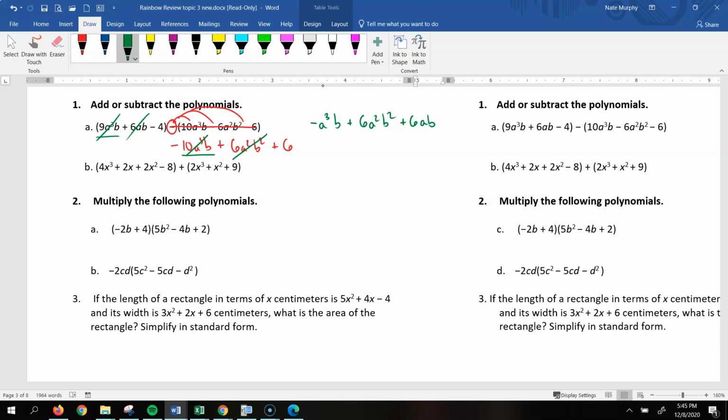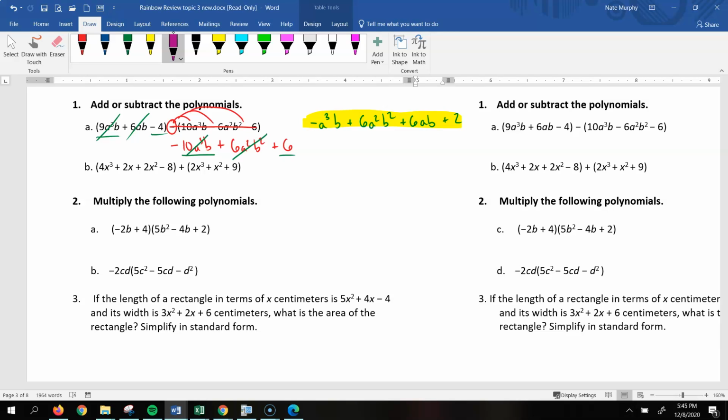Now we're left with the 6 and the minus 4. 6 minus 4 is 2, so we'd have plus 2. So that would be your answer for number 1, or for 1a.